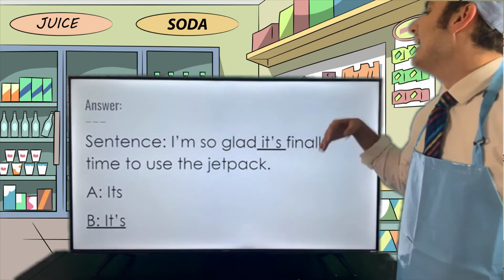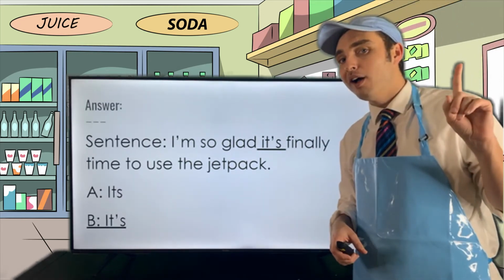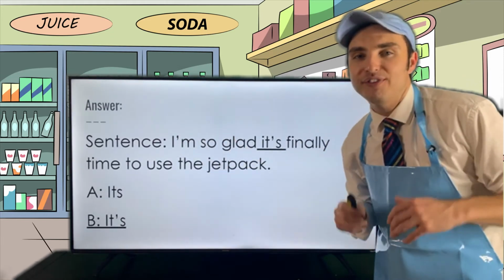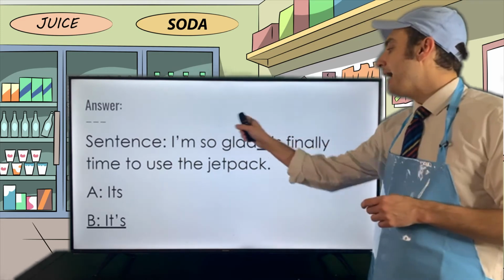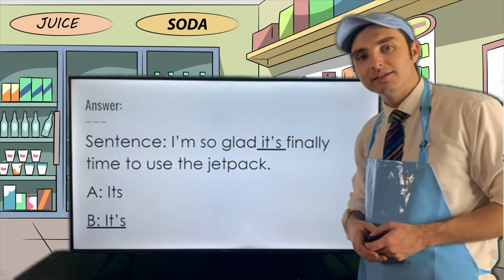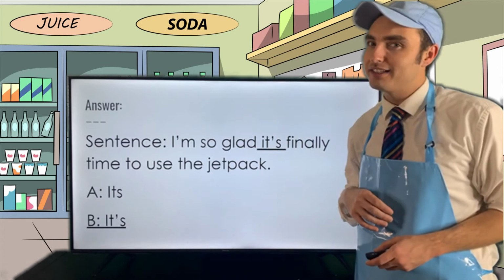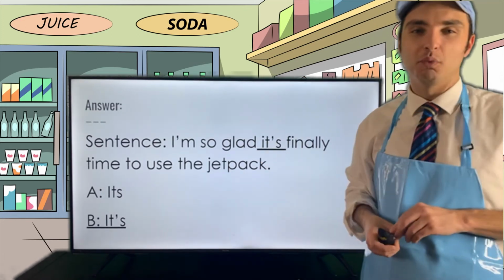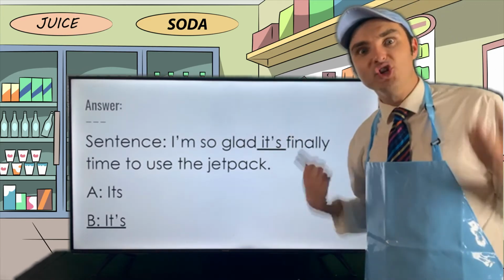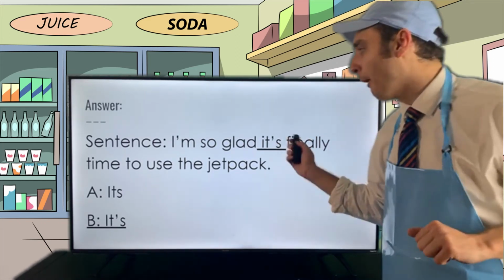I'm so glad it's finally time to use the jetpack. Again, we're seeing B. It's, the contraction. I'm so glad it is finally time to use the jetpack. Because that possessive its wouldn't work. A, not correct. Only the contraction works here. And I'm so happy it's finally time to use the jetpack. And it's finally time to go on to our next example.